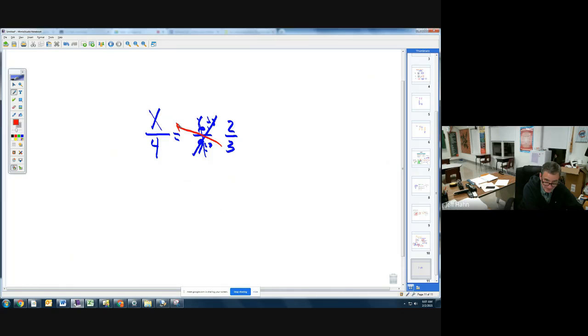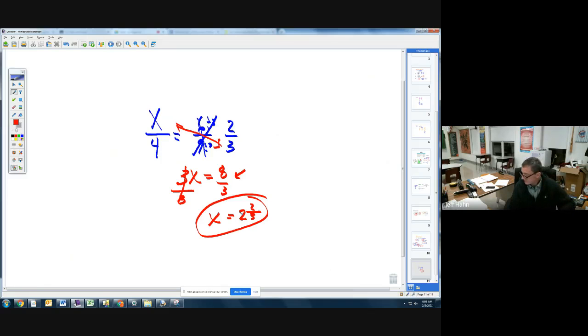I multiply the diagonals. And like I said, I usually do the x term first since I get my choice. 3 times x has to equal 2 times 4. So 3x equals 8. I divide by 3, and this is my answer. Again, not pretty, but if you change it to a mixed number, it is 2 2/3. Just that easy. By the way, you will use cross products a lot in your life.